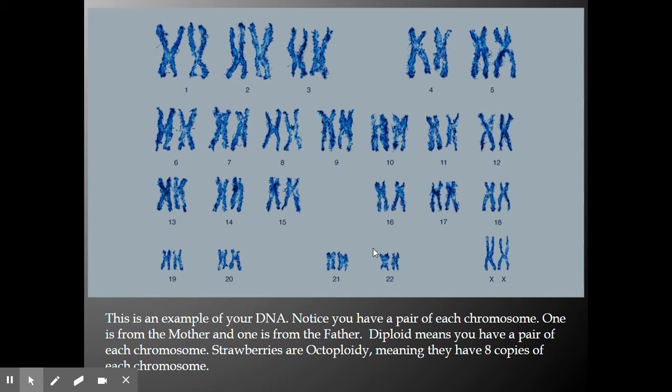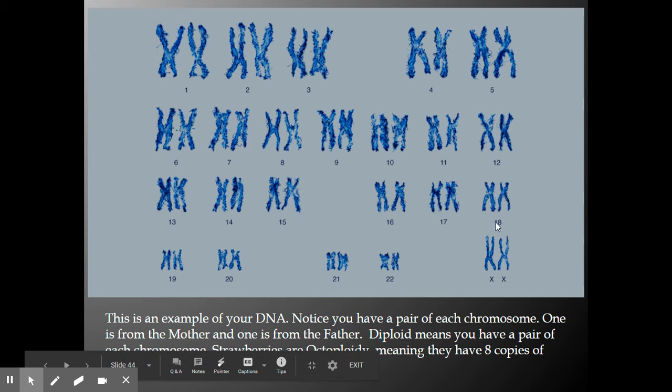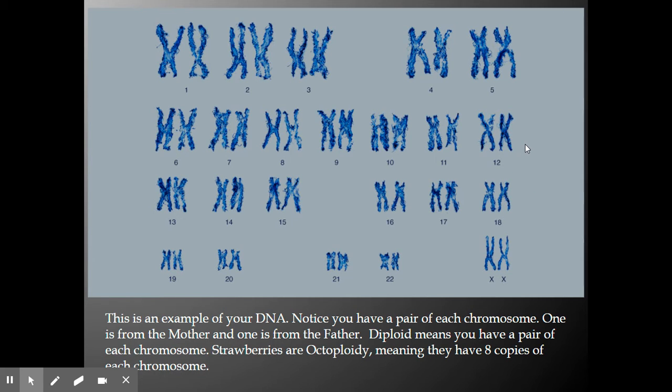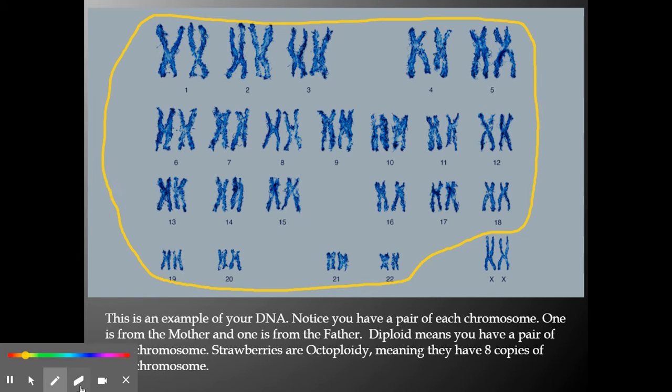The first 22 here are your autosomal chromosomes that will determine everything from what your body height is, your weight, your eye color, hair length, hair color, everything about what your body is in these 22 pairs of chromosomes. And like I said, one comes from mom and one comes from dad, for the paternal side.